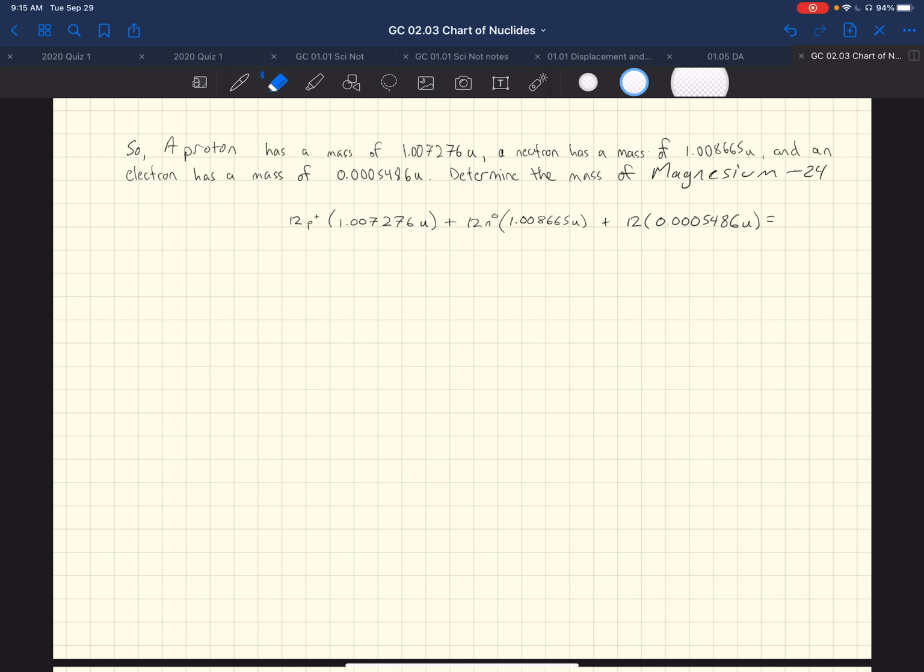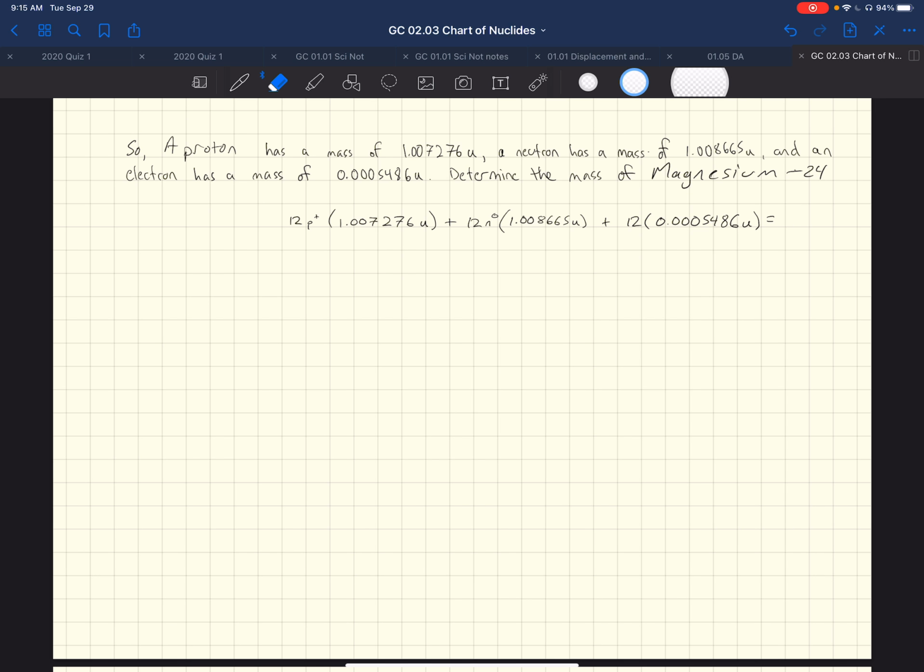So we're going to start today by talking about something called mass defect and binding energy. So here's where I'm going to start. A proton has a mass of blah, a neutron has a mass of blah, and an electron has a mass of less blah. Determine the mass of magnesium-24.